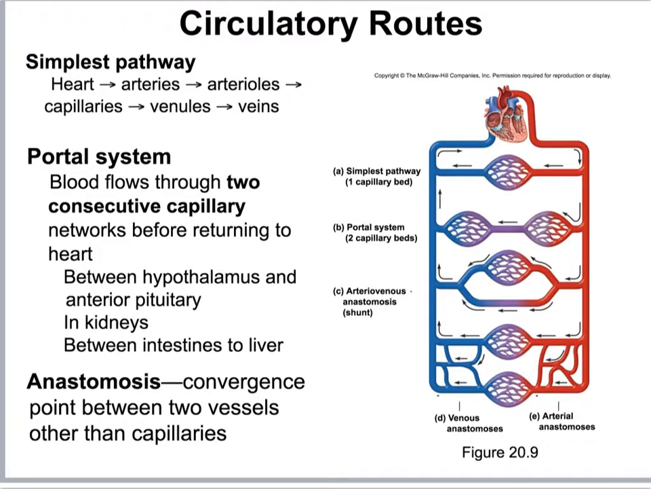All right, next you can have an anastomosis. An anastomosis connects an artery directly to a vein, or I should say, an anastomosis connects a blood vessel directly to another blood vessel without going through a capillary bed intermediate. You can connect an artery directly to a vein, bypassing the capillary bed. This is called an arteriovenous anastomosis. They're actually less common.